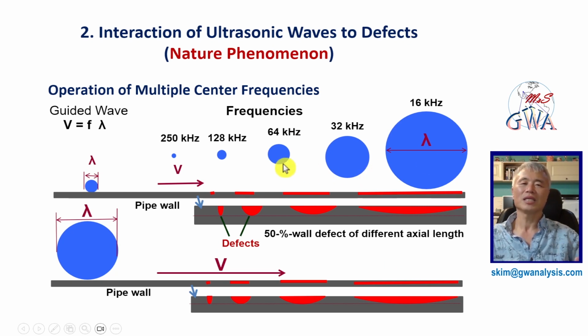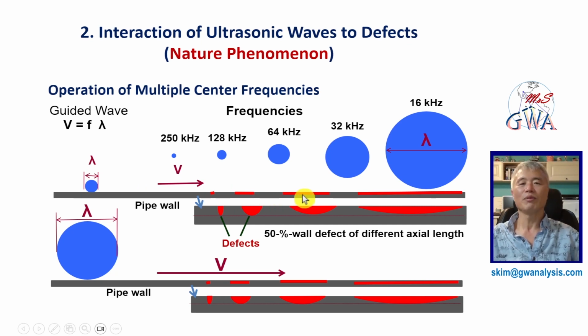Here are two things: several sizes of ball representing different frequency of guided waves, and red half wall semicircle representing different axial length defects in pipe wall of gray color. The guided wave testing method is simply rolling a ball on the pipe wall and recording which ball loses momentum of the propagation due to the interactions.